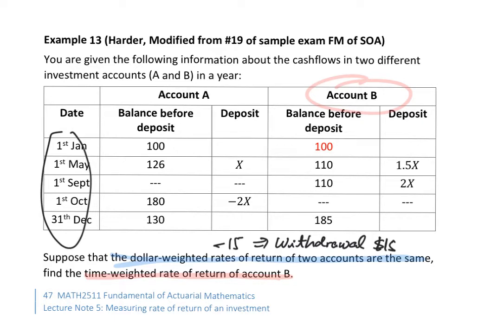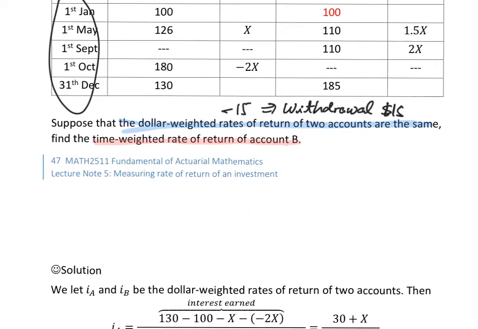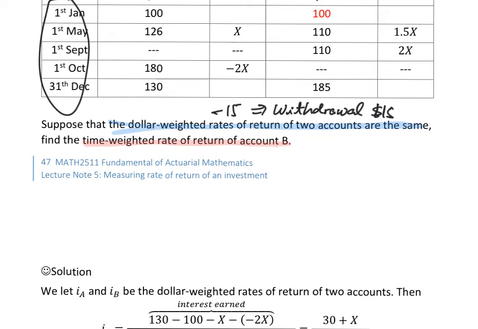In order to get this, it's not that difficult. First of all, you can try to set up the formula for the time weighted rate of return of account B. As I have said, we always start from our last target. Now this is what we do. First let us recall the formula for the time weighted rate of return, which is equal to this.